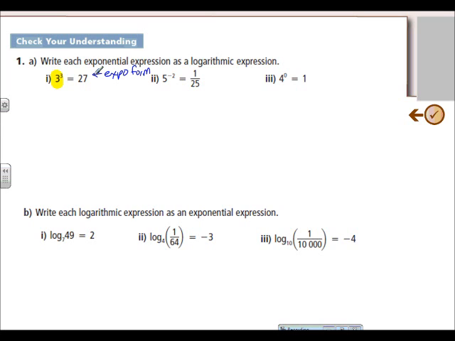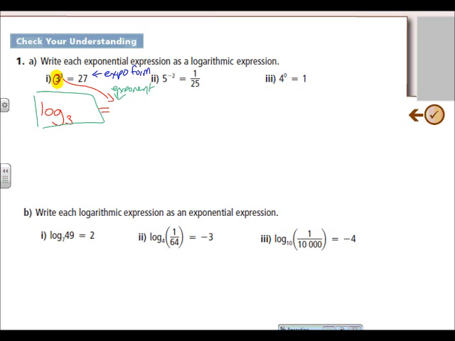Best thing to do is identify your base. It's going to be this 3. So we can start right there. We know it's going to be in log form, a log base 3. That's a little bit of a smaller 3. It's a subscript, so it is a little bit lower and smaller. So log base 3 of something equals the exponent. Whatever the log is, always equals the exponent.